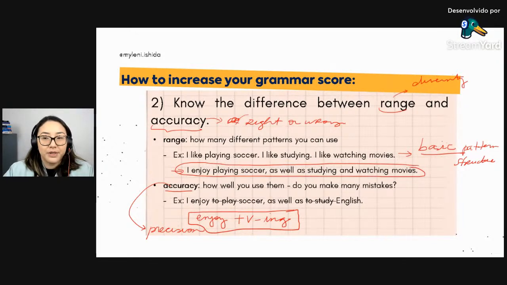So think about your sentence. Can you see now? The accuracy is about whether you had right or wrong sentences. The range is whether you had basic or complex. So we want more complex sentences with correct grammar, with good accuracy.